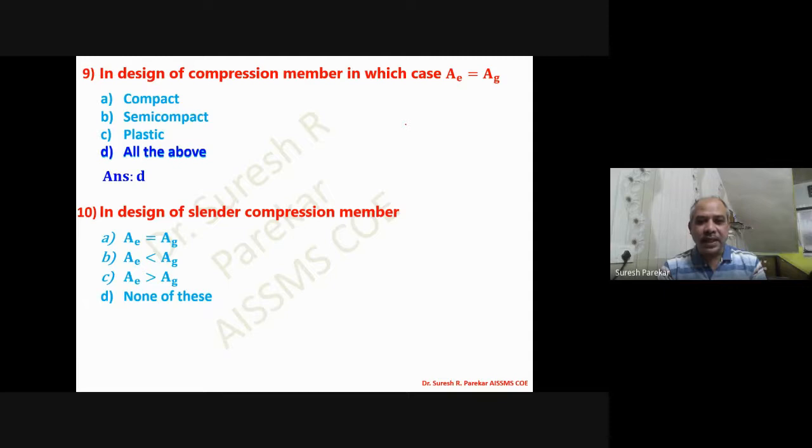In design of slender compression member, AE is obviously less than AG. We have to deduct the ineffective area. How will we find the ineffective area? We will go to the width to thickness ratio, and accordingly we have to deduct that ineffective area from this, and that will be less than AG.